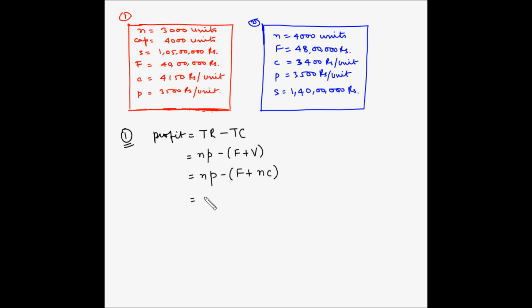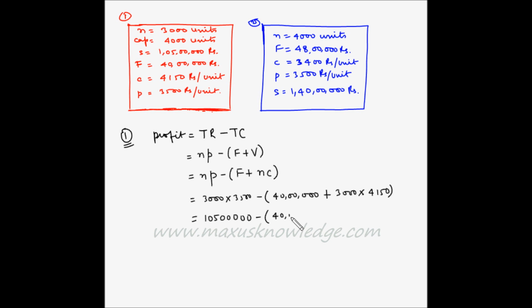So N is 3000 units, P is 3500, F is 40 lakhs, N is again 3000, C is 4150. So 35 multiplied by 3 is 105. So 105,000,000 minus, this is 40 lakhs, plus 4,150 multiplied by 3,000. So 5 threes are 15, 1 carryover, 3 ones are 3, 4, 3 fours are 12, and then 1, 2, 3, and 4 zeros.